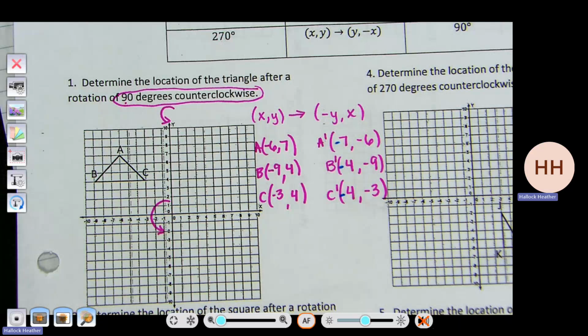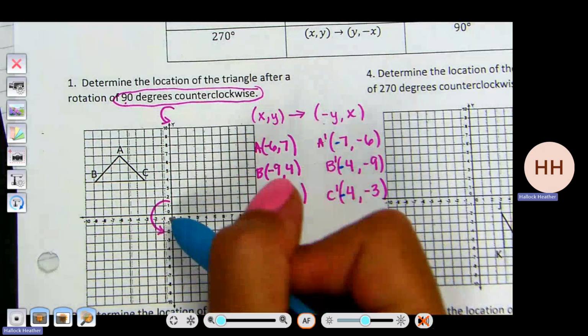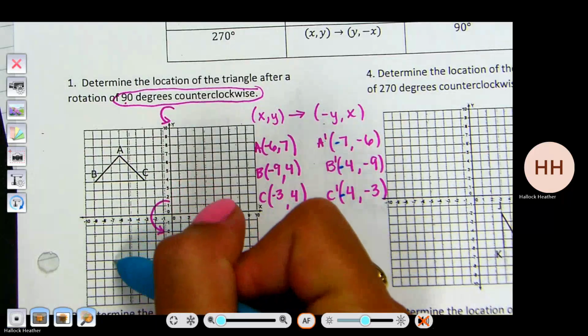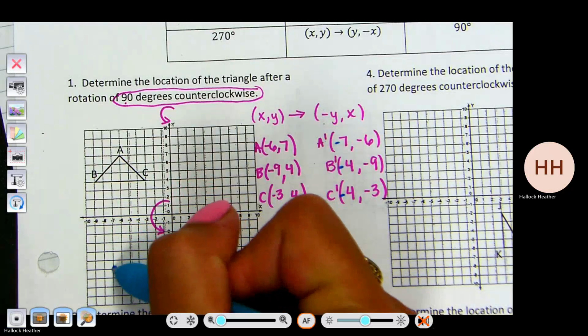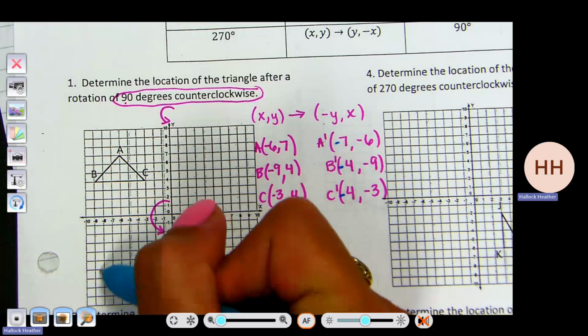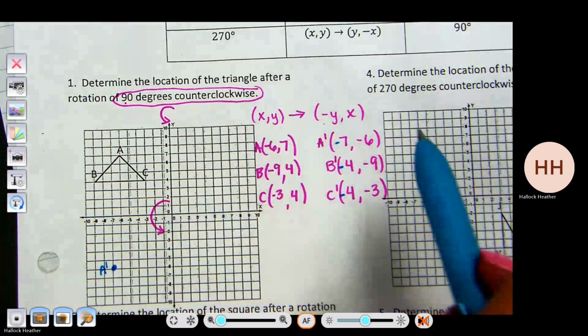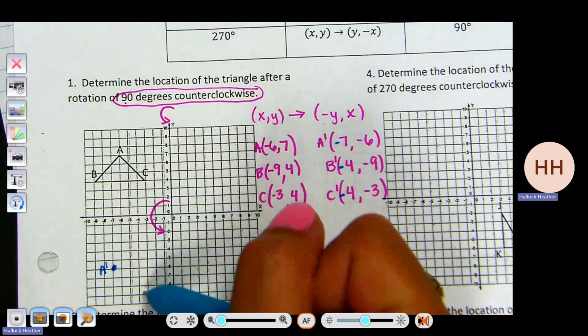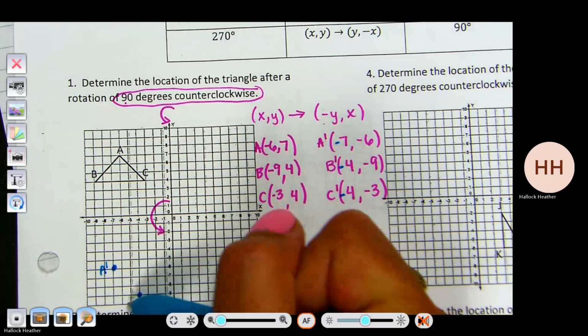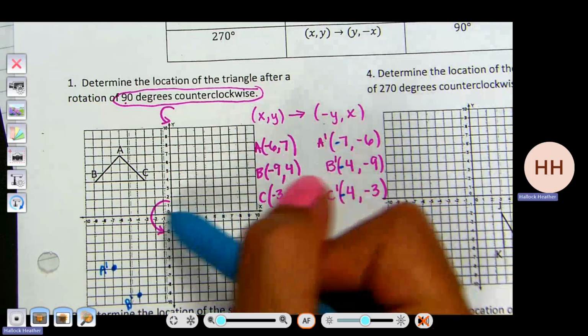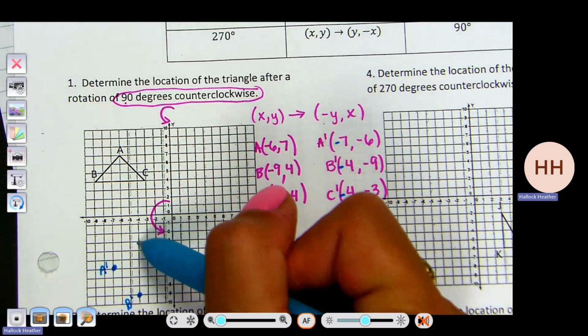Okay. So now I'm just gonna plot my new points. So -7, -6 is A prime. B prime's -4, -9. And then -4, 1, 2, 3. C prime.